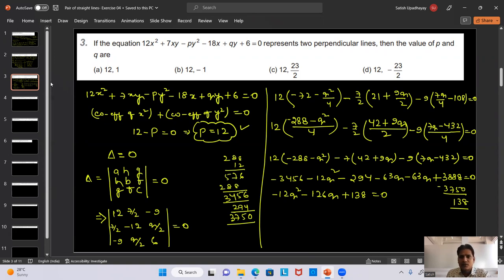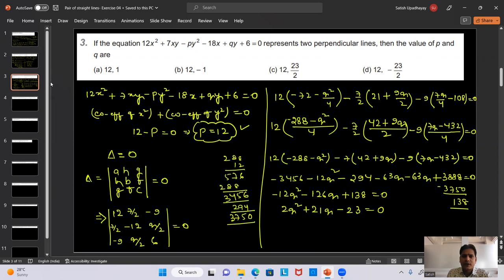And we can take 6 common, no? So it will be 2q square plus 21q, right? Means 21q and minus 23 means 23 equal to 0. So 2q square plus 21q minus 23 equal to 0. Now we have to solve this quadratic and we will get the answer. So it will be basically how much? 23 into 2, 46.